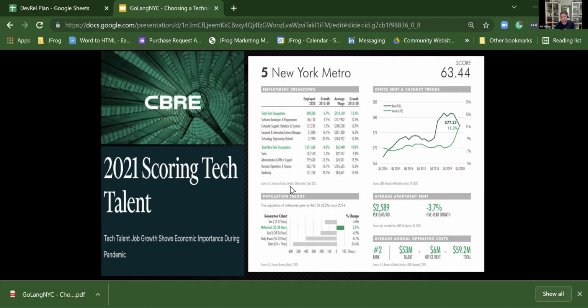So for those of you here tonight, and I believe most people who are part of the GoLang New York group are in New York or the New York metropolitan area, it's important to know that you are in a really, really good location as it relates to the tech industry.